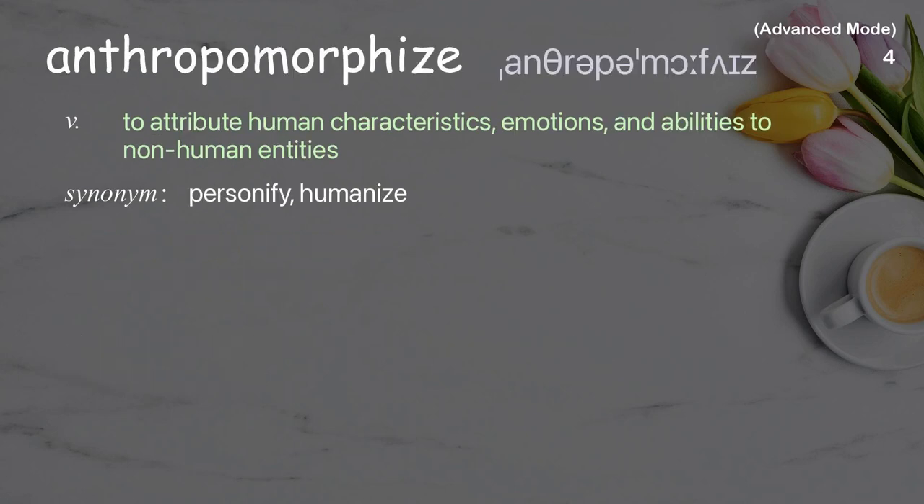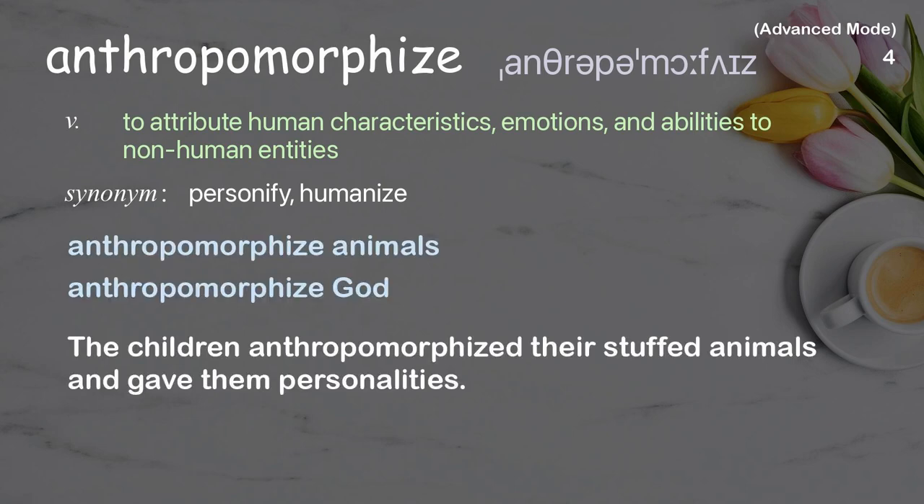Anthropomorphize. To attribute human characteristics, emotions, and abilities to non-human entities. Examples. Anthropomorphize animals. Anthropomorphize God. The children anthropomorphized their stuffed animals and gave them personalities.